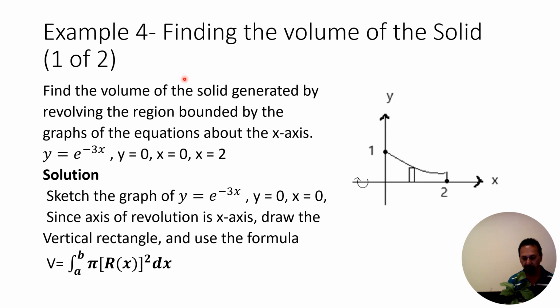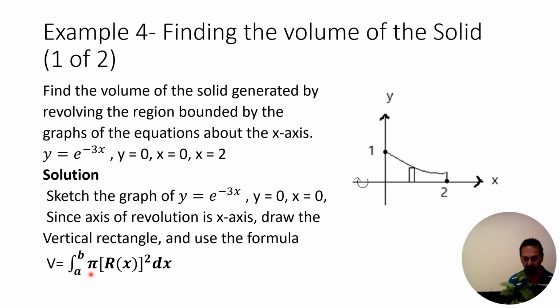So here's example 4. We're going to find the volume of the solid generated by revolving the region bounded by the graphs of the equations about the x-axis. So these are the equations. Since we're revolving about the x-axis, draw the rectangle perpendicular to the x-axis. So this is the boundary, here x is 0, and here x is 2, and here this is r. R is f of x, which is e to the minus 3x. So we're going to use this formula.